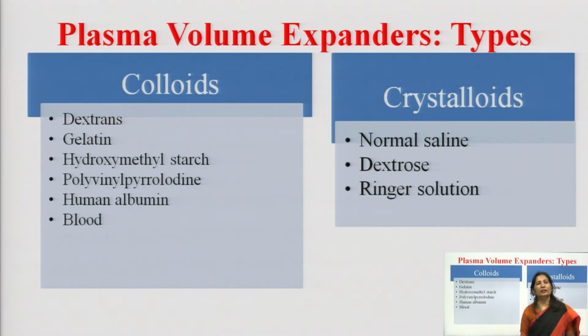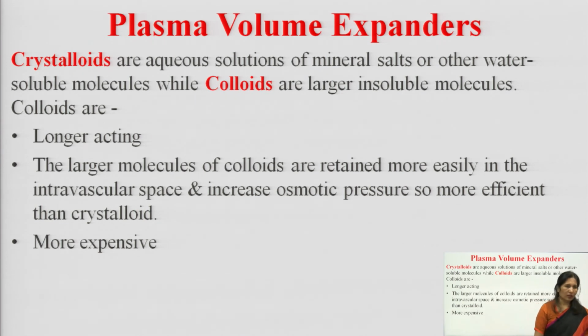Next, what are the different types? Different types of plasma volume expanders are colloids and crystalloids. Colloids are dextrans, gelatin, hydroxyethyl starch, polyvinyl pyrrolidone, human albumin and blood. Blood is also a colloid. Crystalloids are normal saline, dextrose and Ringer solution. So, crystalloids are aqueous solutions of mineral salts or other water soluble molecules.